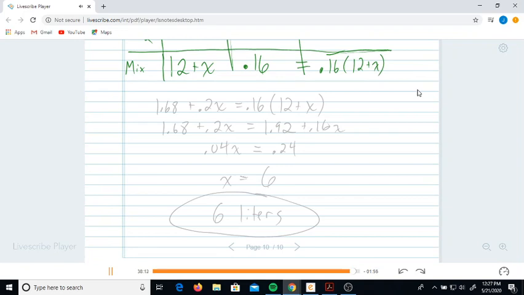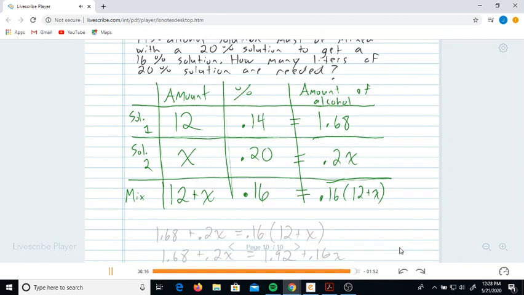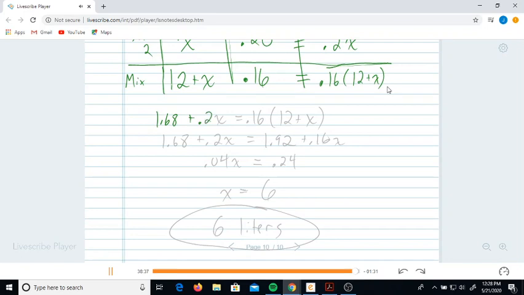And we can use conservation laws to derive our equation. So the amount of alcohol from the first solution plus the amount of alcohol in the second solution equals the amount of alcohol in the combined solutions. So keep in mind we're mixing solution 1 and solution 2. So if I pour these two together, then the amount of alcohol in each ingredient equals the amount of alcohol in the mixed solution. So in other words, 1.68 plus 0.2x equals 0.16 times 12 plus x.